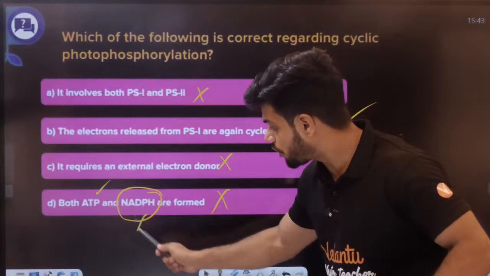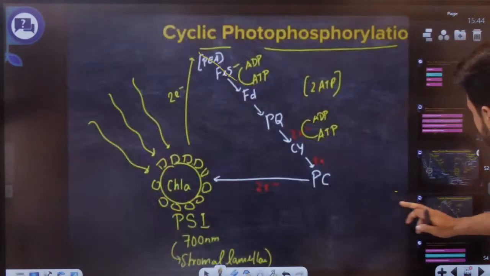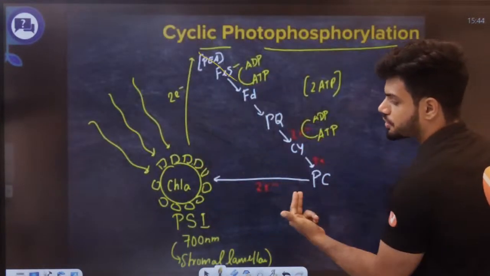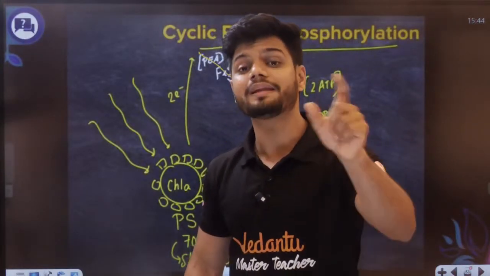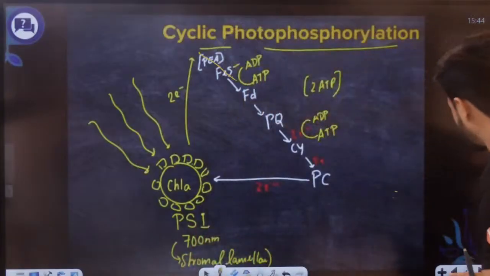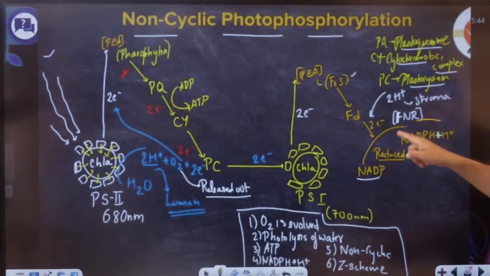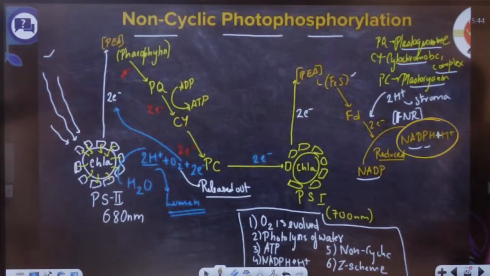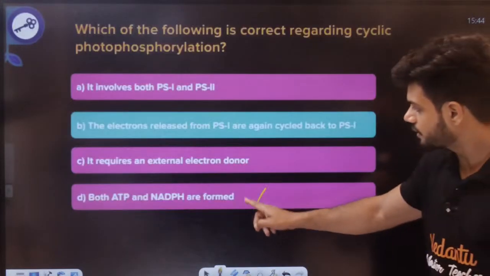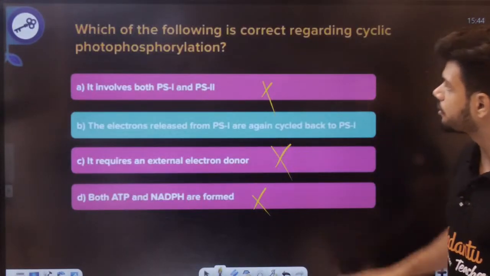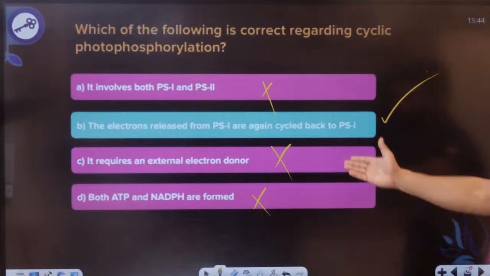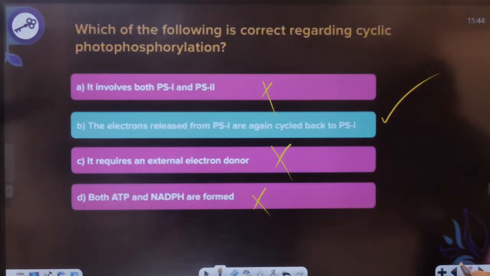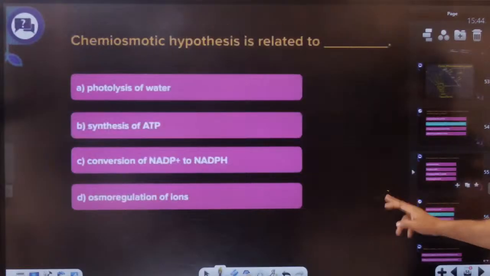NADPH is not formed in your cyclic. Look, in cyclic you never see NADPH formation anywhere. NADPH is formed only in your non-cyclic. See here, in this non-cyclic you can see the NADPH formation. So that statement also becomes wrong. This is the only correct one. It requires an external electron donor? No, it does not require. Now students, easy question, go.